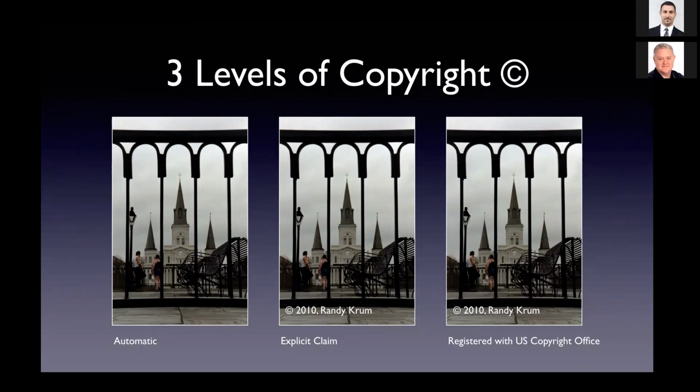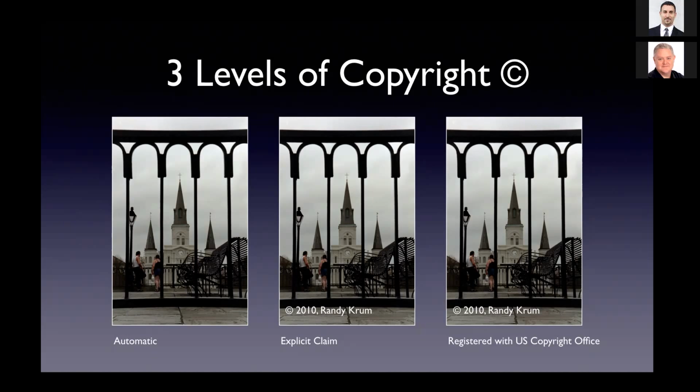The second level is what I call an explicit copyright, meaning you're actually going to put the phrase "copyrighted 2010 by Randy Krum" or whatever year, or your company. By just putting that phrase on there, you are staking your claim. You are saying, this is mine, this is the date we copyrighted it, and we own all copyrights to this infographic. This is probably the most common way that people copyright infographics online.